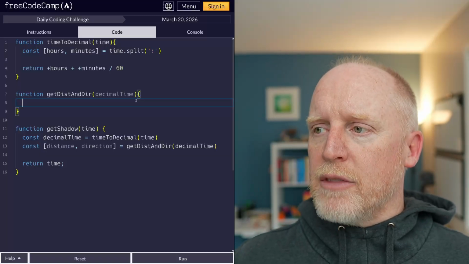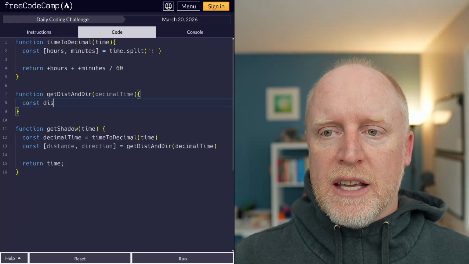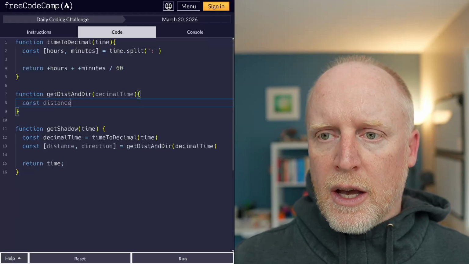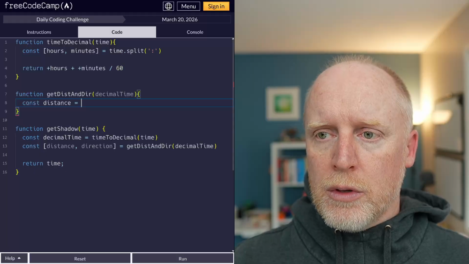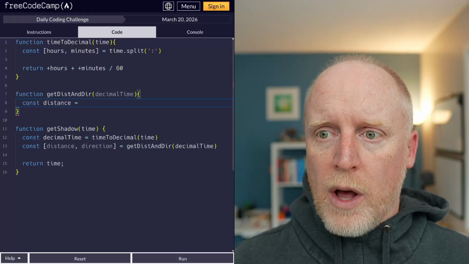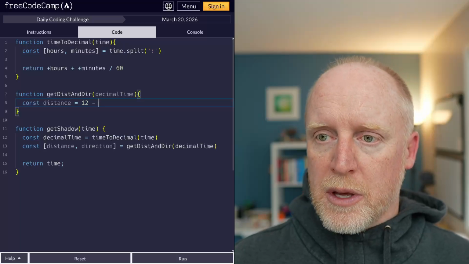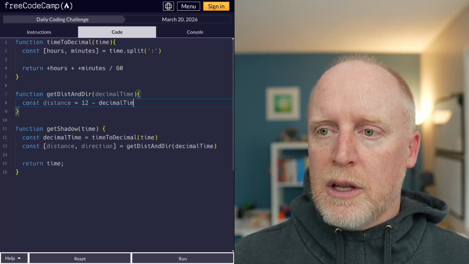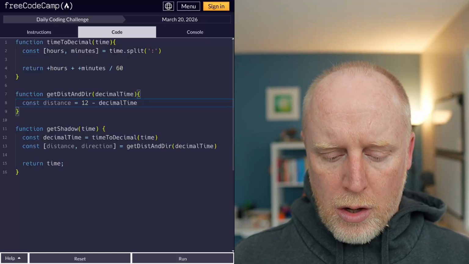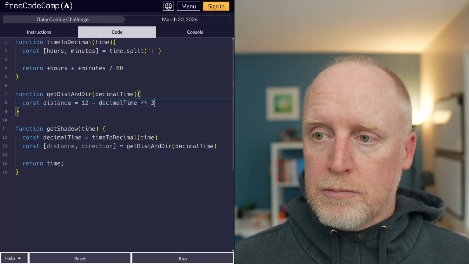But right here we have this. We need to get the distance, okay? The distance is equal to 12 minus decimal time. Do it right. That should be a minus decimal time, all cubed, okay?